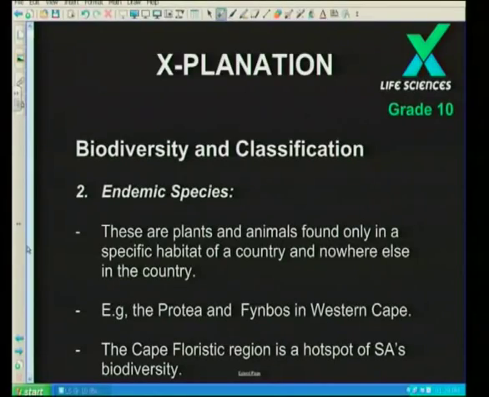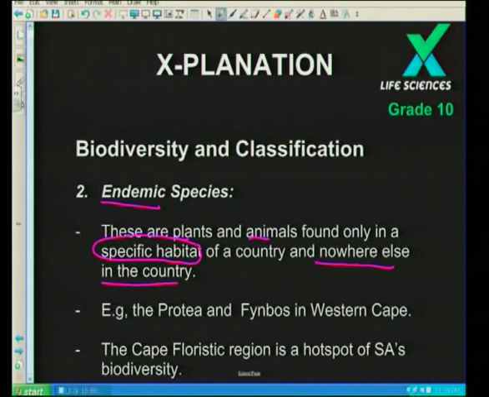We now look at another key concept called endemic species. Now, endemic differs from indigenous. Let us see how. Endemic plants or species are plants and animals found only in a specific habitat of a country. So it's not just a species found in the country, but in a specific habitat of the country and nowhere else in the country. Let us look at an example.